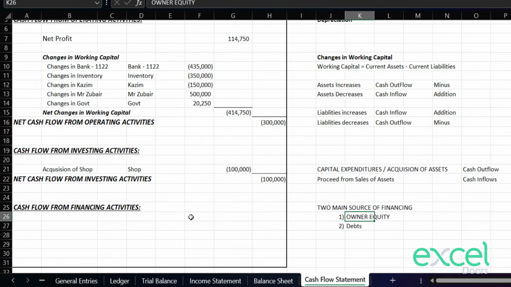So now understand this point again. Cash flow from financing activities only deals with owner's equity and the debt. Owner's equity comes from the equity section of the balance sheet, and the debt majorly comes from the fixed liability section of the balance sheet.